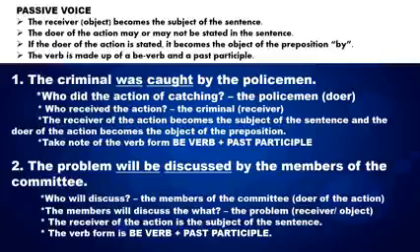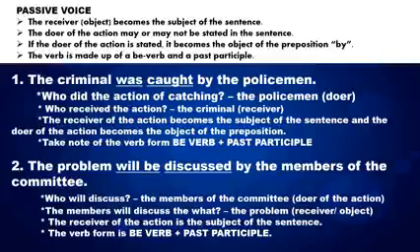The doer of the action may or may not be stated in the sentence. If the doer of the action is stated, it becomes the object of the preposition by. The verb is made up of a be verb and a past participle. That's why I asked you to be familiar with the kinds of the be verbs and the past participle, because they play a major role in the passive voice.